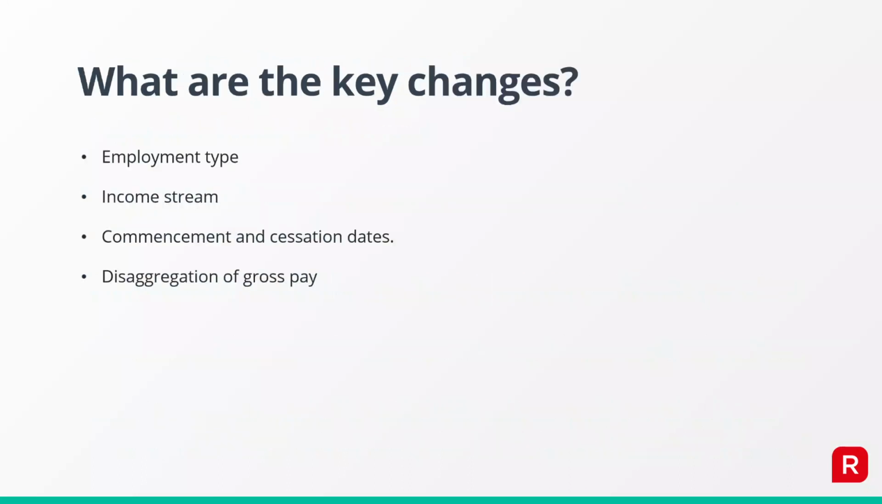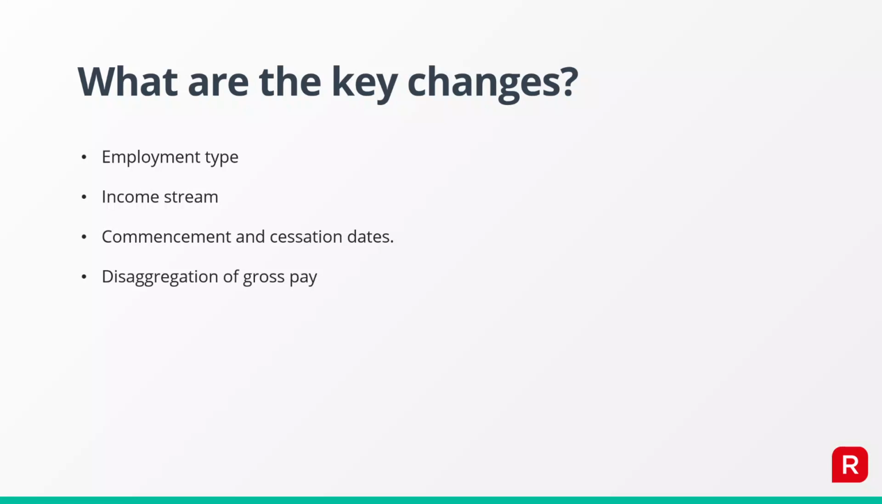Okay, now let's explore a little more detail on those key changes in STP Phase 2. STP Phase 2 is about more than just the year-to-date information being sent to the ATO. So what are these additional information fields that are now required? Firstly, we have employment type. That could be part-time, full-time, or casual, for example.